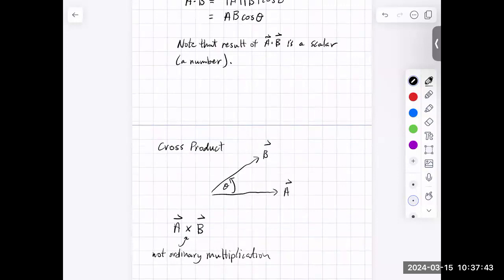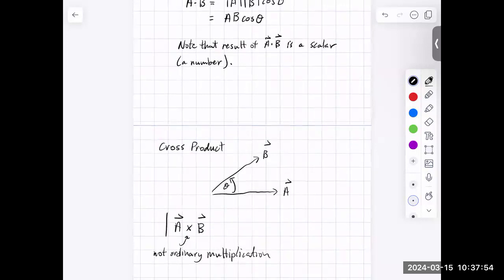Okay. The first thing we're going to do is focus on the magnitude of the cross product. So this is going to be the magnitude of the cross product. Does anyone have any guesses? So if the dot product is AB cos theta, what would we do for a cross product? What would you just guess? AB sine theta. That's exactly what you're going to do. Okay, so AB sine theta. All right.